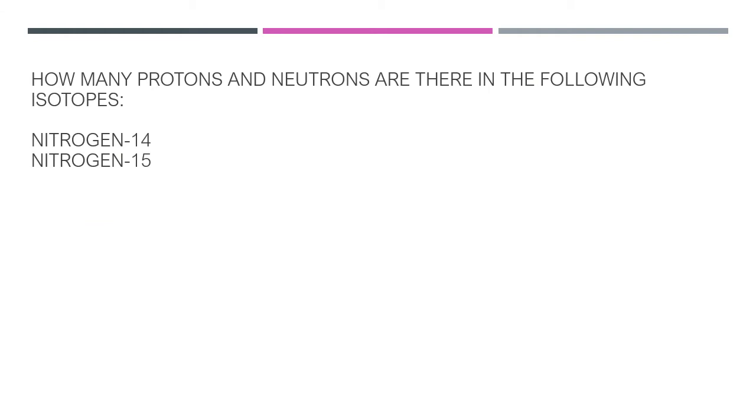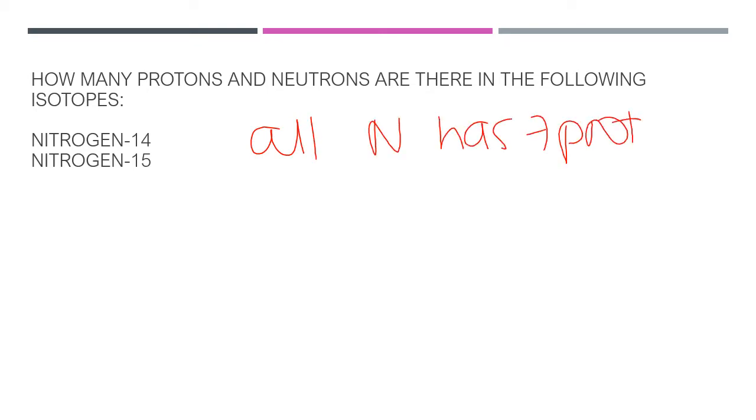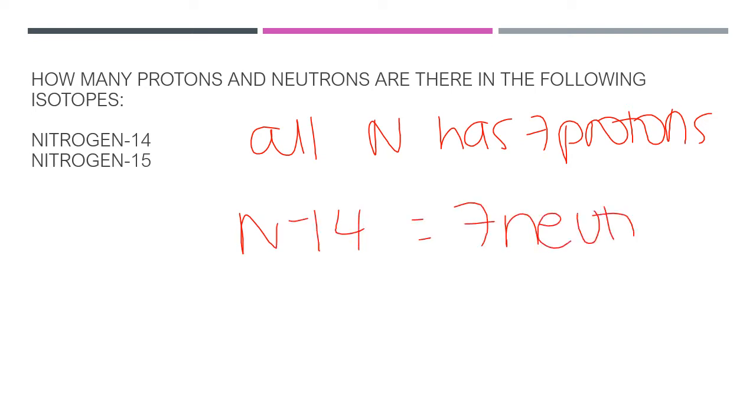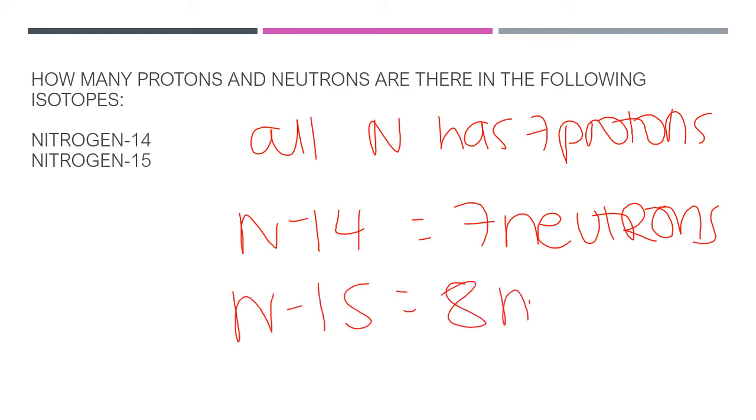Okay, so nitrogen 14 and nitrogen 15. How many protons and neutrons are in there? Well, all nitrogen has 7 protons because it's nitrogen. And so nitrogen 14 must have 7 neutrons because 7 plus 7 is 14. And then nitrogen 15 must have 8 neutrons because 8 plus 7 is 15.